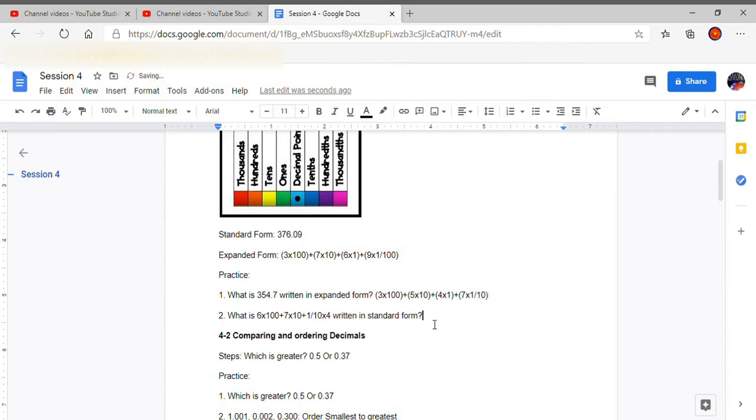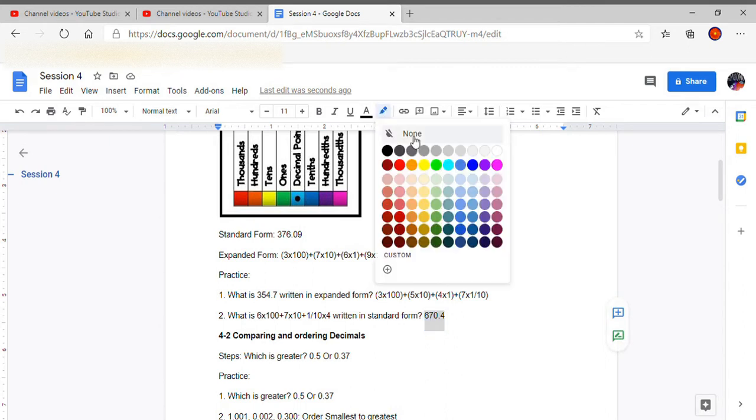Now, what is this written as in standard form? So you just have to multiply. 6 times 100, 6. Then 7 times 10, 7. Then there's 1/10 times 4. Since there's nothing for the ones, we can infer there's a 0, then place the decimal point. 1/10 times 4 is just going to be 0.4. So this is our number. That's our answer.